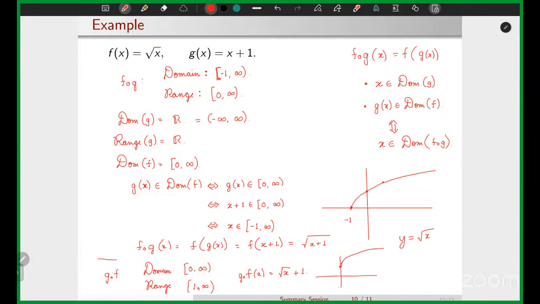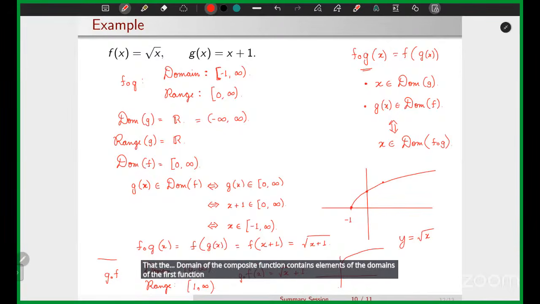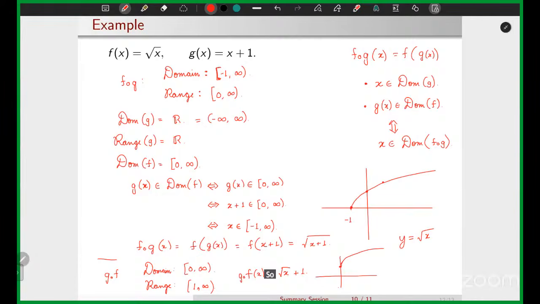That the domain of the composite function contains elements of the domain of the first function. By the first function, I mean the function which acts first, not which appears first when you read. So the domain is a subset of the domain of the first function, with the condition that the image under the first function should land in the domain of the second function.